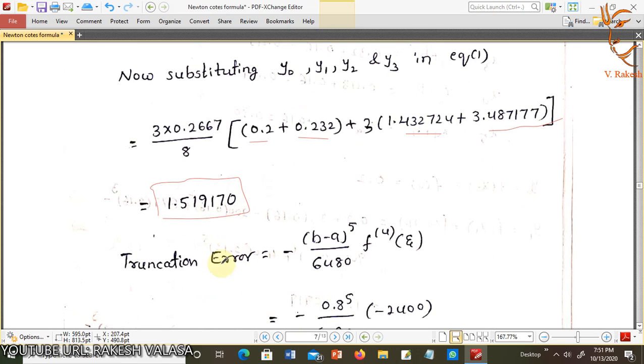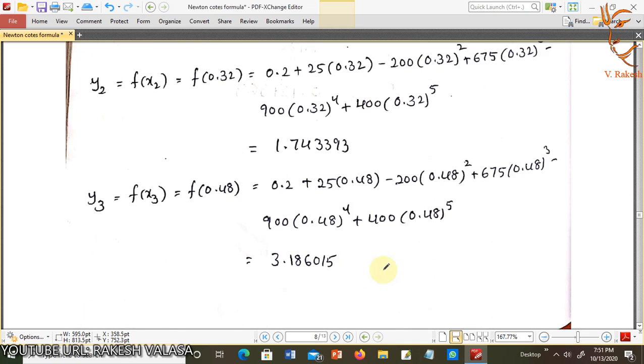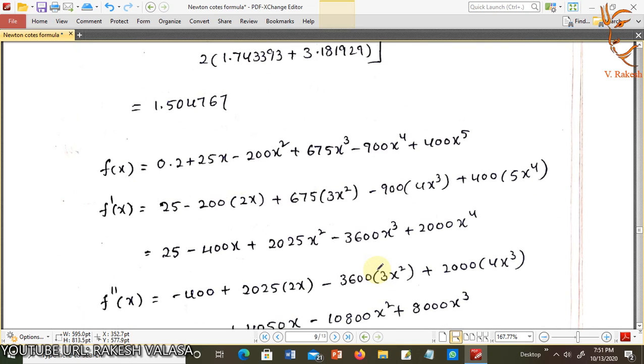Now also calculate truncation error. We know the formula for Simpson's 3 by 8 rule truncation error, minus b minus a to the power of 5 by 6480 into fourth derivative of zeta. Now calculate the fourth derivative of the given function. Take f of x, that is 0.2 plus 25x minus 200x square plus 675x cube minus 900x to the power of 4 plus 400x to the power 5.